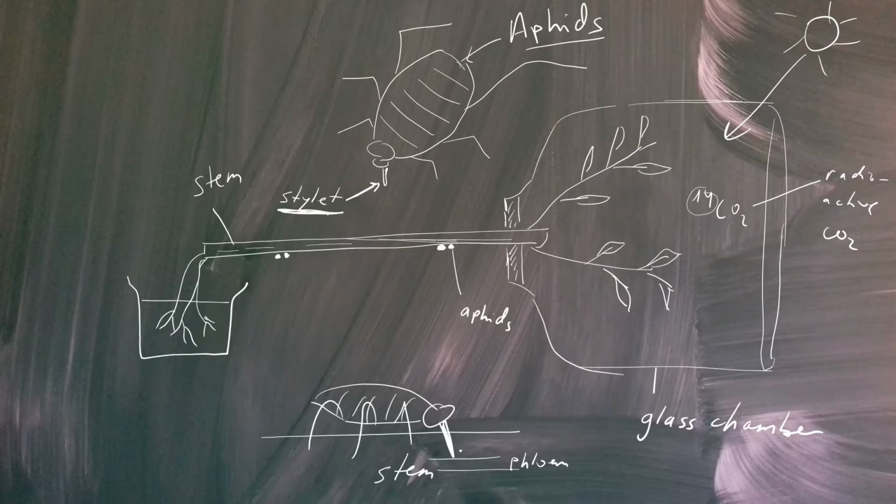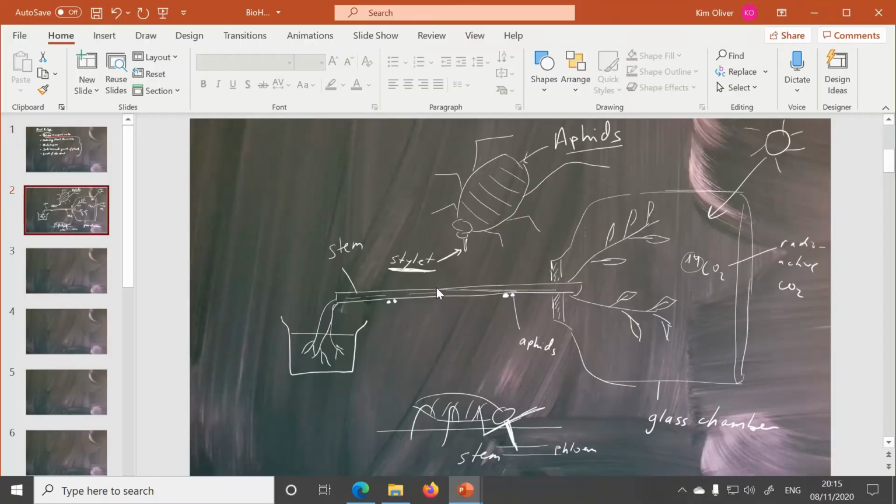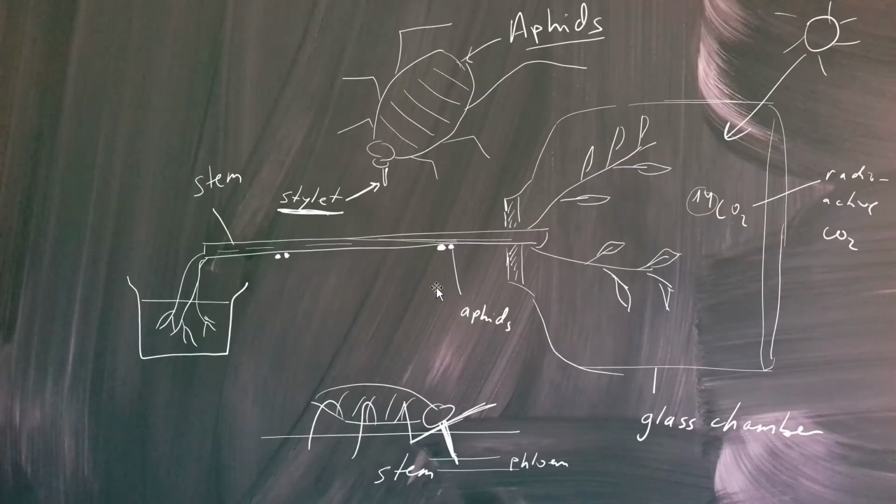They have punctured it, and then they've done something quite interesting. Once they found the phloem and once they started sucking on the sap, the sugar water, they actually broke it off here. This basically means that the stylets were still in the stem, but the rest of the aphid was gone.